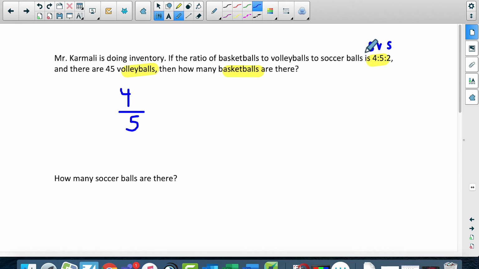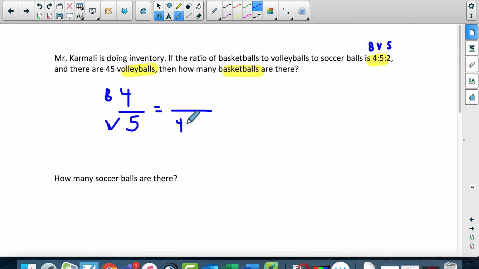Now, what was the 4? Basketballs. What was the 5? Volleyballs. That's the worst B ever. The V's not much better. I think this pen's getting worse as I go along. Equals. So I should have another number in the question, and here it is, 45. And it's 45 volleyballs. Where does that go? Remember, that's a V. So it has to go on the bottom.